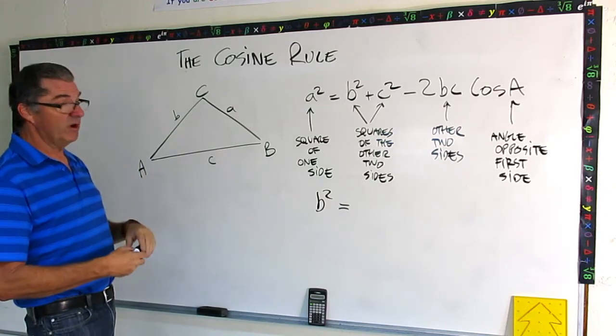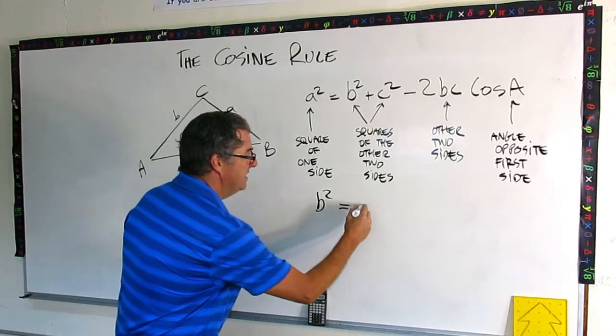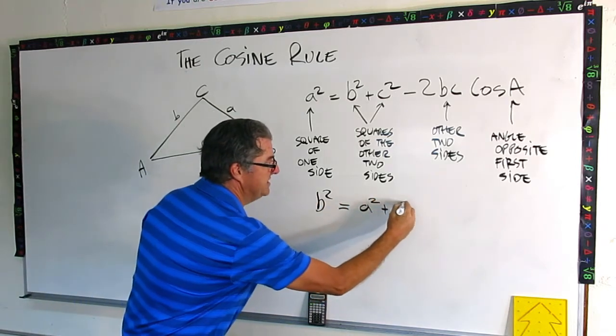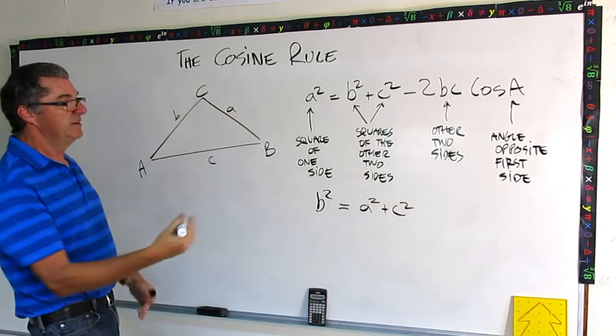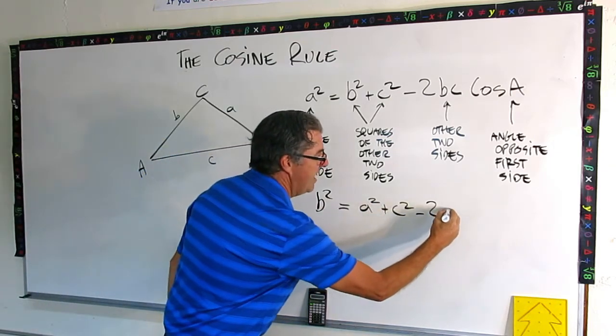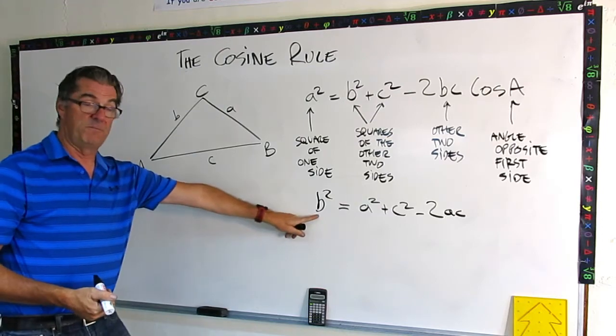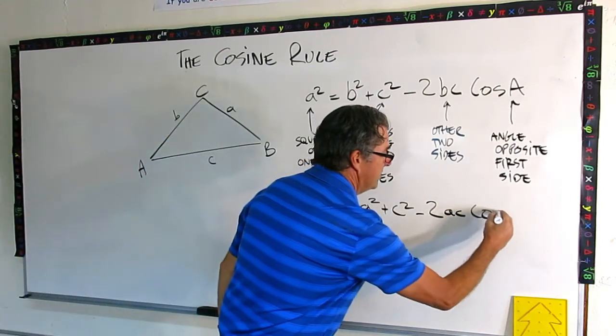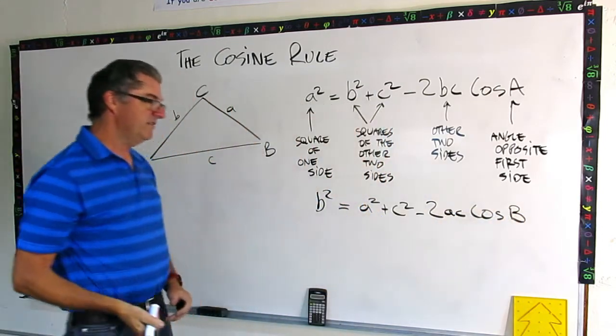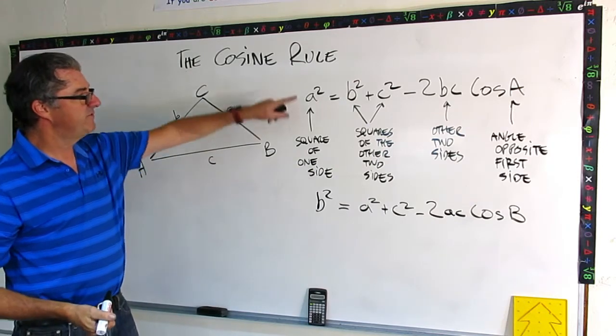Okay, so b squared, the easy part here is going to be a squared plus c squared, the other two sides, and then it's going to be minus 2ac times the cosine of B. Cosine B, like that. So this is just another version of that formula.